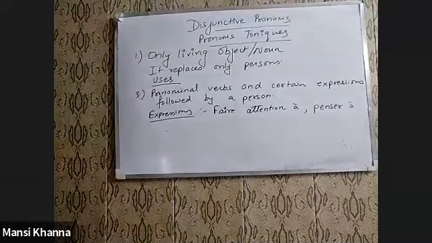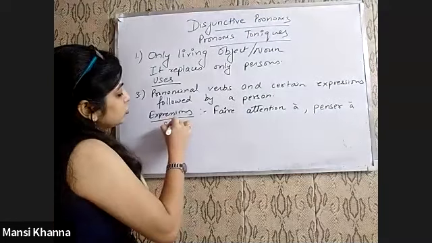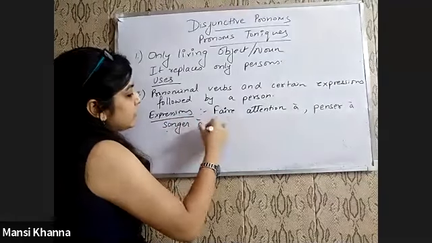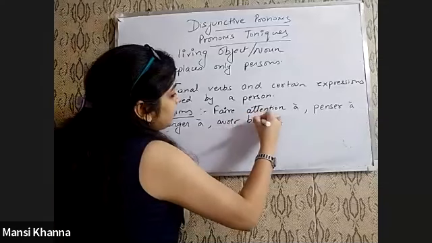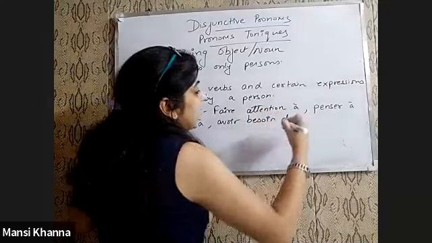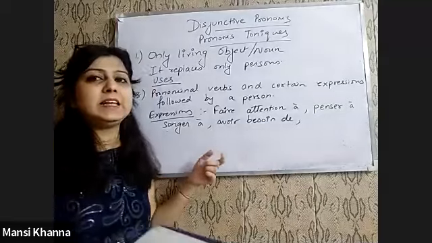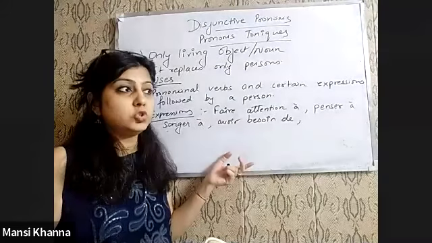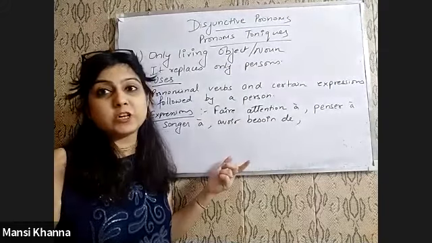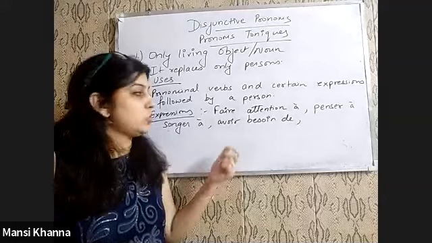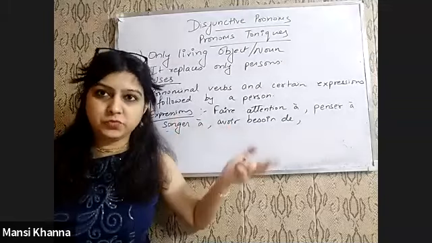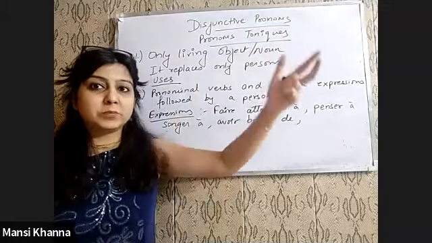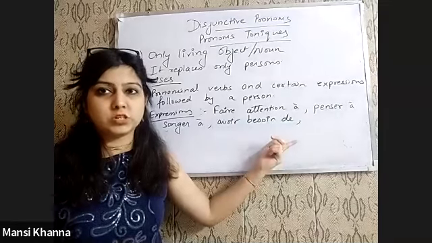Faire attention à, penser à, songer à, avoir besoin de. Songer à is also to think about someone. Avoir besoin de, to have a need of. Now, I need someone to help me with the website. So I need a person and not a thing. Like I need a laptop, that is different. But when I need a person to do something, then we would use disjunctive pronoun.